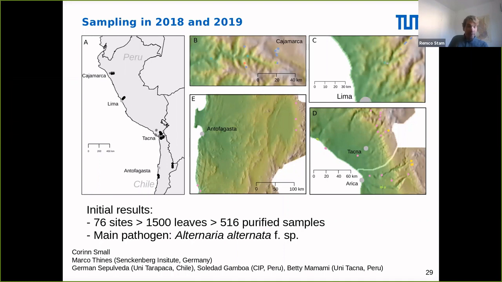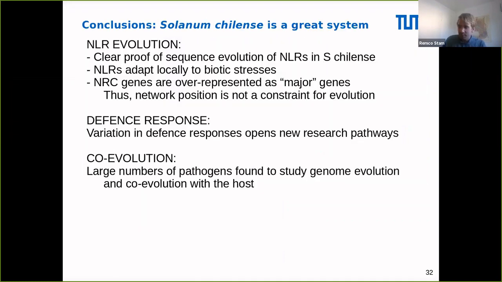So yeah, I hope you enjoyed this. I think this was a bit of an overview of what I've been doing. So I think very important is that we can really show NLR evolution. We can really show on a shorter time frame within one species that NLRs are evolving. There is clear proof of sequence evolution. NLRs adapt locally to biotic stresses, but we also see these species-wide trends, maybe to adapt to climatic changes. And definitely we see that because the NRCs are overrepresented as major genes, their position in the network doesn't mean that they're not able to evolve.